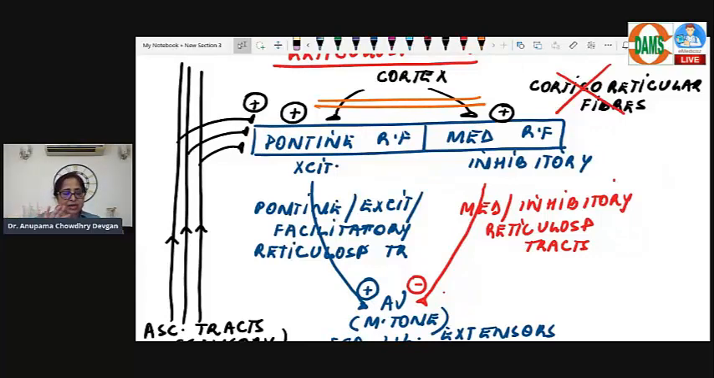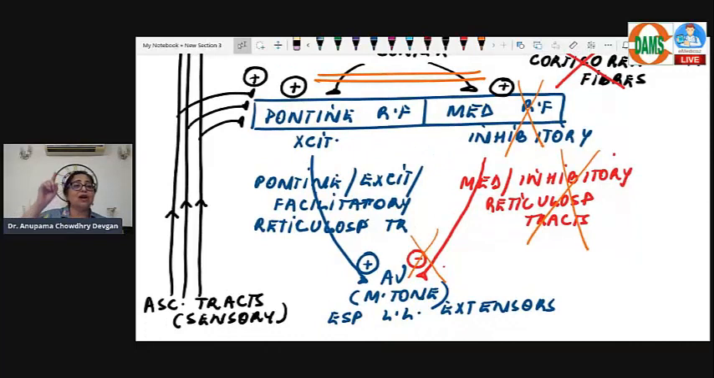Corticoreticular fibers are destroyed. That means now the medullary reticular formation is inactive. It receives no excitatory impulses. Medullary reticulospinal tract is inactive. Inhibitory control over the A gamma is gone. But the pontine area continues to receive impulses from ascending tracts. So the pontine area is now going to be excessively excited. Pontine area is responsible for increased activity of A gamma.